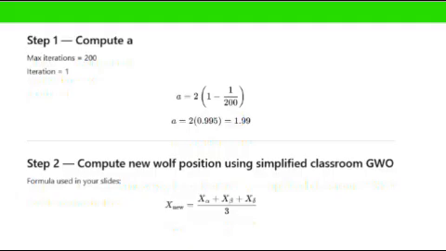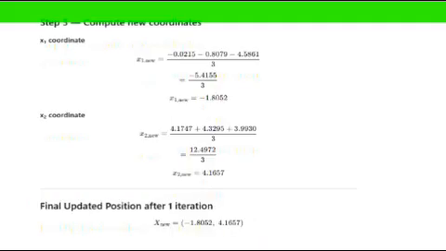Now we compute the value of A, and we get 1.99. This shows that at iteration 1, exploration is still very high. Now we compute the new wolf position using the formula, and then we update the position after the first iteration. After all the iterations, the wolf position which gives the least fitness value is considered.